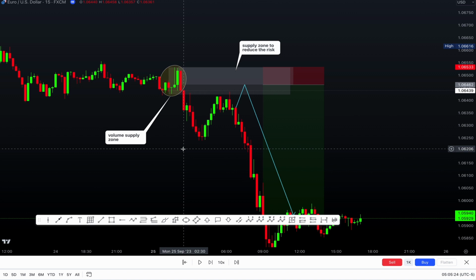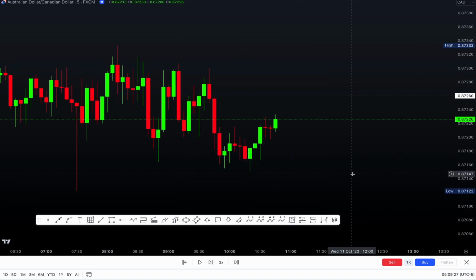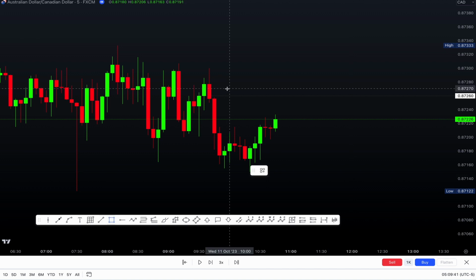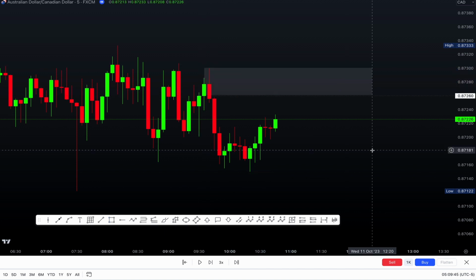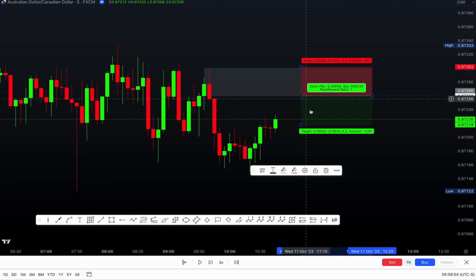Let me find another example to demonstrate this properly. Let's do this one last example over here. You'll understand clearly why it is very important to consider the volume of the supply and demand zones when you want to enter the market. So from here we can see that we have a supply zone over here, and then we want to enter the market with a short position over here to the downside.